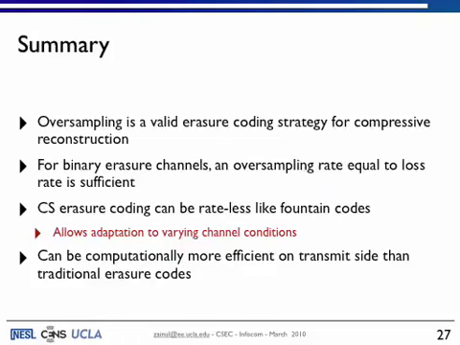I'm going to conclude here saying that we've shown that oversampling is a valid erasure coding strategy. This is not true if you didn't do compressed sensing. Here we have a bound on the robustness, or a guarantee on the robustness. And for binary erasure channels, we've shown that the oversampling rate can be equal to the loss rate. And we can show that erasure coding can be rateless, and it's also computationally more efficient.